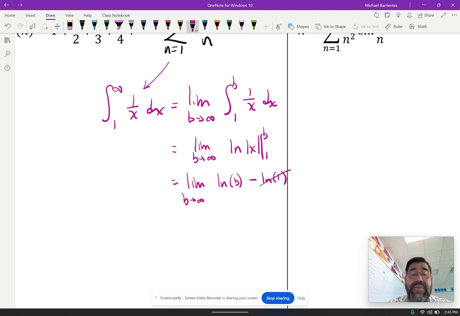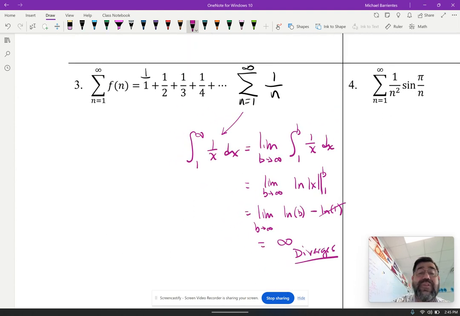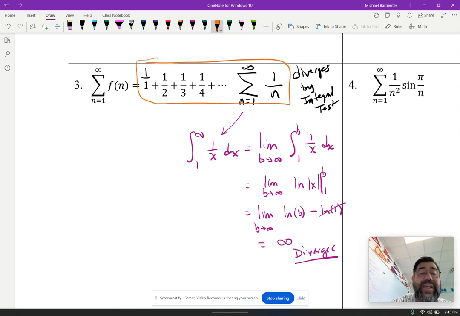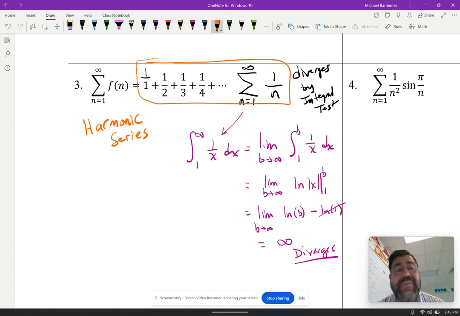What happens to the natural log of b as b goes to infinity? Oh, this is going to go to infinity. So this integral diverges. And if the integral diverges, that means the original series also diverges by the integral test. This series has its own name. It's the harmonic series. And harmonic series are always divergent, and I can prove that by using the integral test.